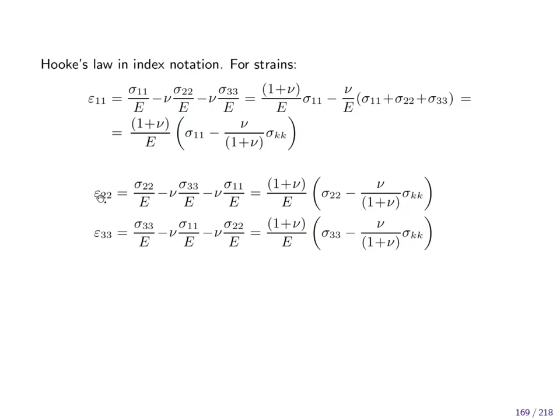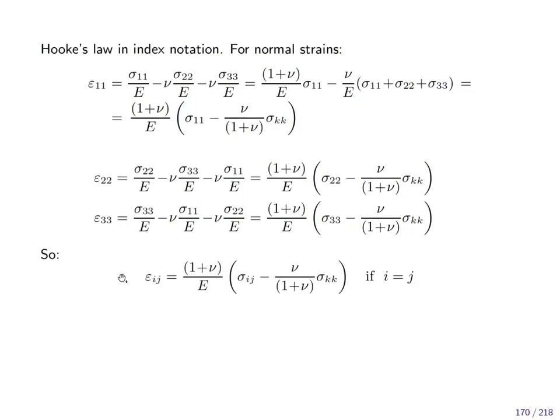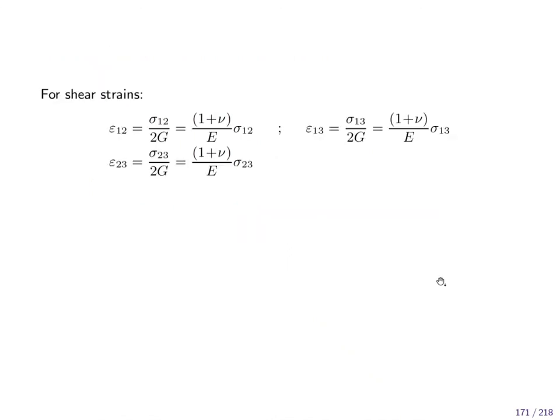Okay, here epsilon 22, sigma 22, epsilon 33, sigma 33. At the end of the day, it could be that the strain on the left hand side and the stresses on the right hand side are related like this. And for i equals j, this works. So for normal stresses and normal strains, this is the Hooke's law relation in index notation. For shear stresses, let's see if it also works. For shear stress and shear strain, we also have an index 1, 2 left, 1, 2 right, 2, 3 left, 2, 3 right, and so on.